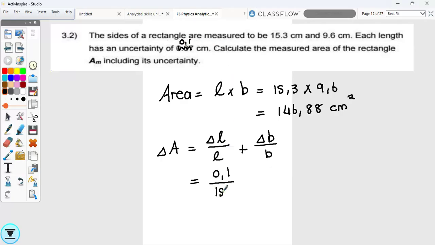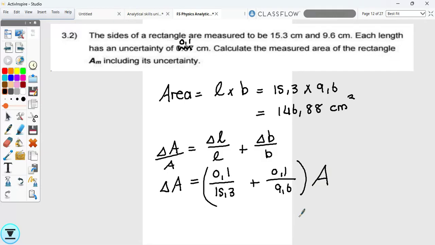Over 15,3 plus the 0,1 over 9,6. And this gives you the fractional uncertainty in A. So the fractional uncertainty in the area is equal to the fractional uncertainty in L plus the fractional uncertainty in B. But that is not what we want. We want the actual uncertainty in the area. And that is why you have to take these fractional uncertainties that you calculate and times it by the actual area answer.